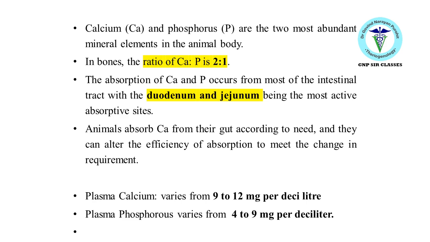The absorption of Ca and P occurs from most of the intestinal tract, with the duodenum and jejunum being the most active absorptive sites. Animals absorb Ca from their gut according to need, and they can alter the efficiency of absorption to meet the change in requirement. Plasma calcium varies from 9 to 12 mg per deciliter. Plasma phosphorus varies from 4 to 9 mg per deciliter.